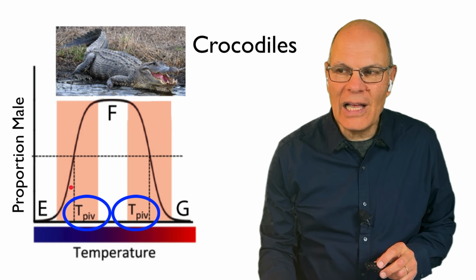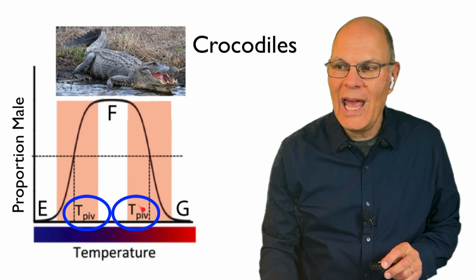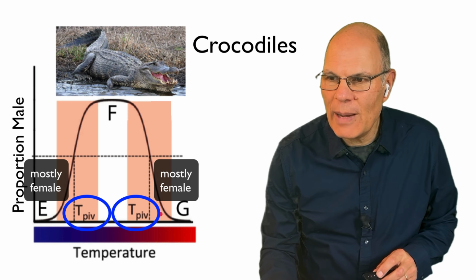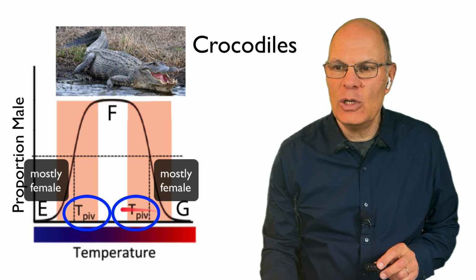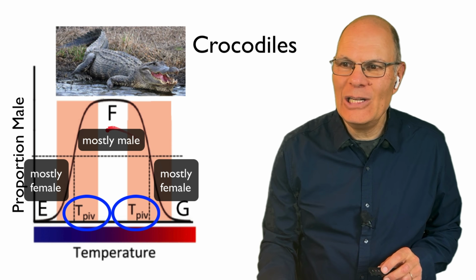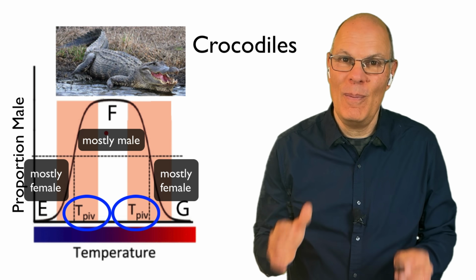And in crocodiles, there are two pivot points, a low temperature one and a high temperature one. In the coolest and the warmest temperatures, the eggs develop into females. In other words, the proportion male, way down. But at intermediate temperatures over here, the eggs develop into males.